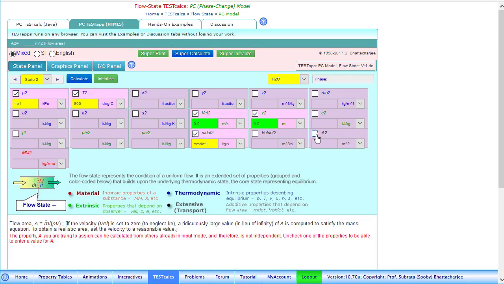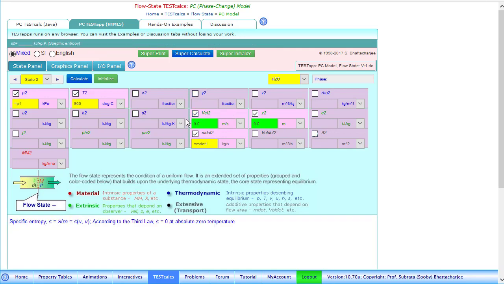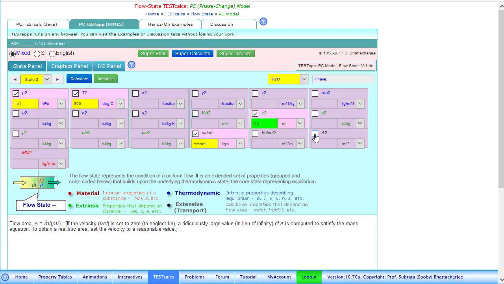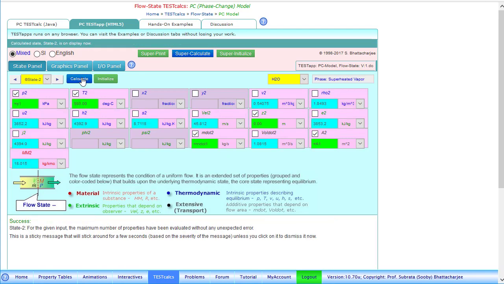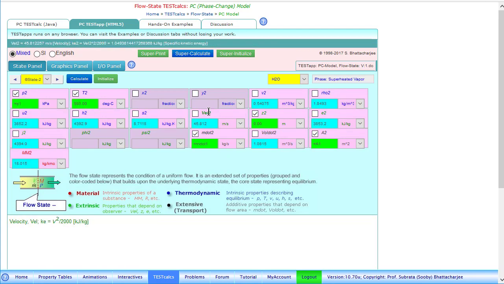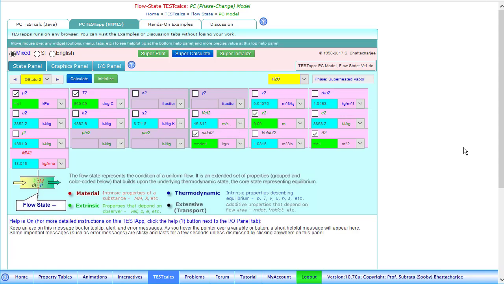And area, see how it won't let me click there? It's because the velocity is checked and there are too many parameters, so it would mess up. So uncheck velocity, check A2. We're assuming that it's the same as what we just calculated before. And then hit calculate. And there is your velocity if the temperature is raised to 900 degrees Celsius. The answer is 45.812 meters per second.